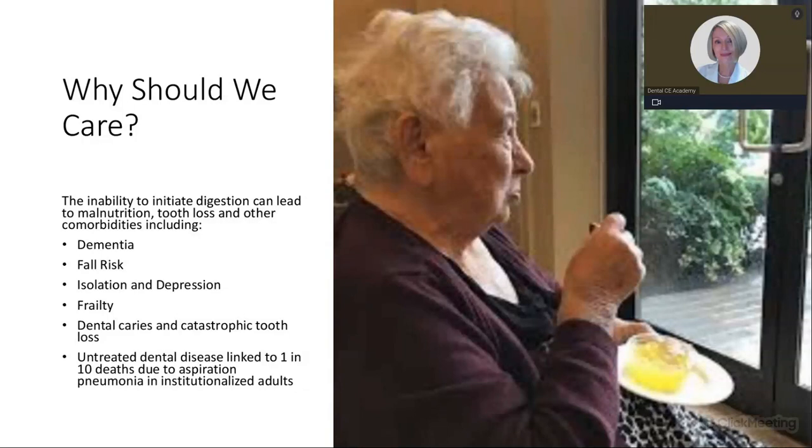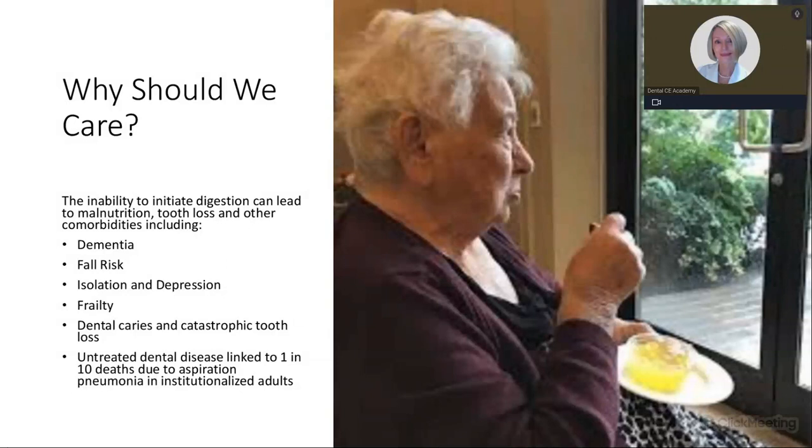Ongoing infection can lead to their malnourishment and further tooth loss and other comorbidities that include dementia risk, fall risk, isolation and depression, frailty. We know, of course, dental caries and catastrophic tooth loss, and untreated dental disease in this population of institutionalized adults. So older adults that are living in nursing homes, various levels of nursing homes or group homes and so forth. When their dental disease is not treated, that is linked to 1 in 10 deaths due to aspiration pneumonia.